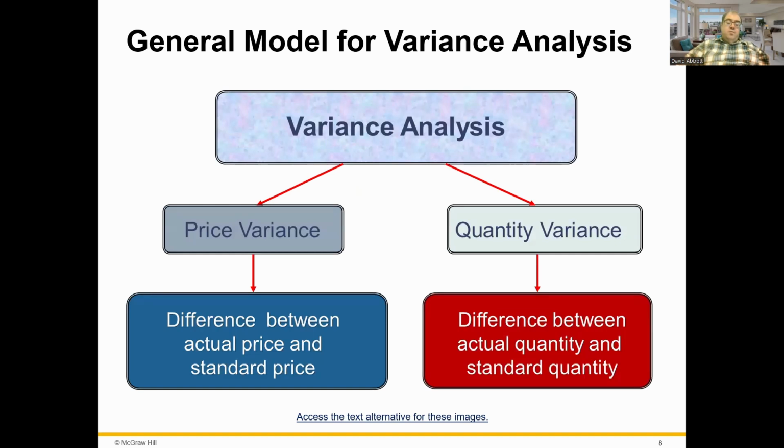A general model for standard cost variance analysis: price and quantity variances. A price variance is the difference between the actual price of an input and its standard price, multiplied by the actual amount of the input purchased. A quantity variance is the difference between how much of an input was actually used and how much should have been used at the actual level of output, and is stated in dollar terms using the standard price of the input.